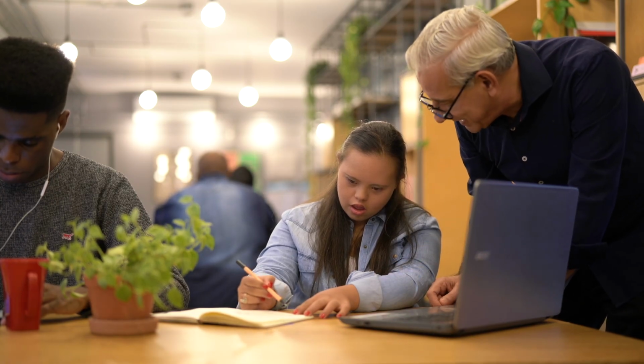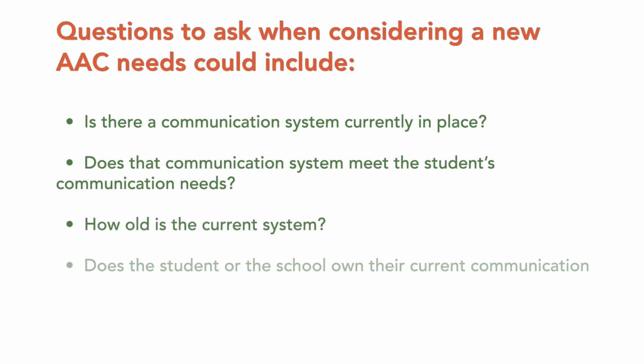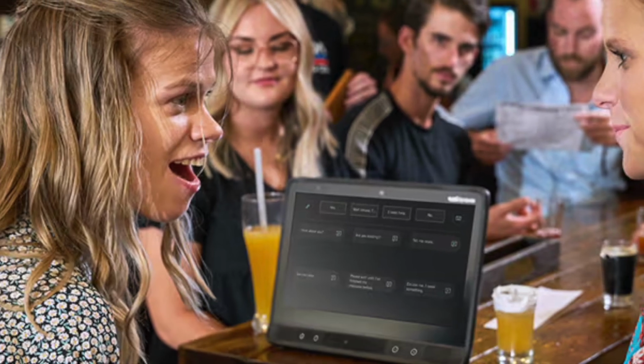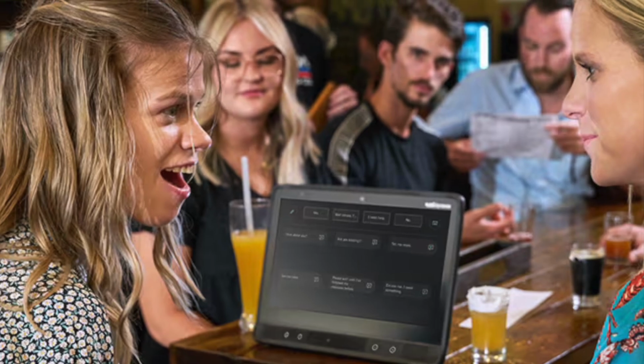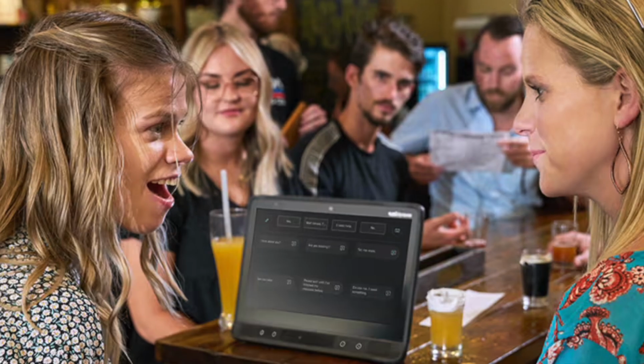Students with low-incidence disabilities often have limited speech and language skills and may need more frequent communication support to address their evolving needs. Questions to ask when considering new AAC needs could include: is there a communication system currently in place? Does the communication system meet the student's communication needs? How old is the current system? Does the student or the school own their current communication system? The transition plan should lay out a clear timeline for the consideration of new AAC that may include consulting with a speech-language pathologist or assistive technology specialist. The plan should explain how the device will be funded and who needs training to use it.